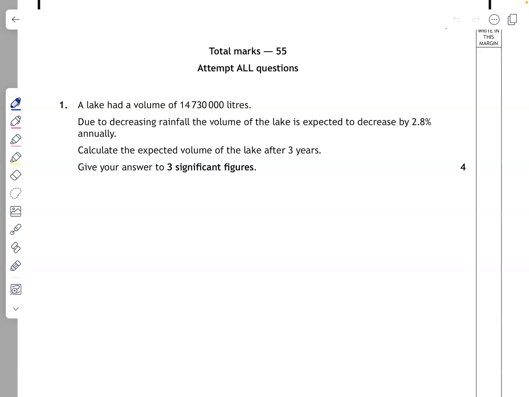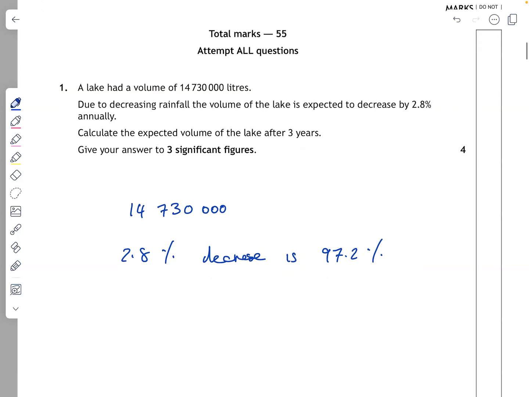So if something is decreasing by 2.8%, in this case the 14,730,000 litres, and if it's decreasing by 2.8% annually, that means it is then falling to 97.2%. So I've just taken 2.8% away from 100. If something is decreasing by a percentage, then that's what it's losing, right? So if it starts out at 100% of its original volume, and it's losing 2.8%, then it's going to have 97.2% left. And this is happening each year. So that's annually.